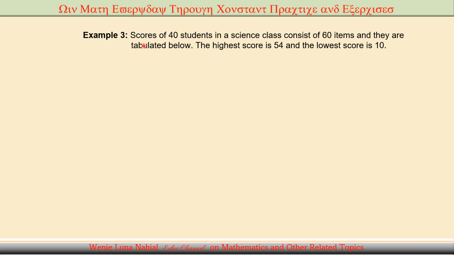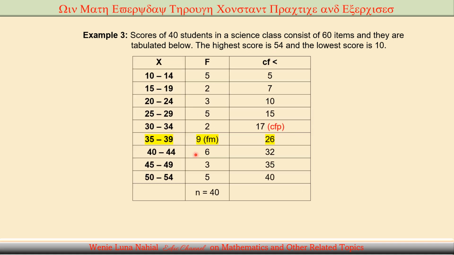We have here scores of 40 students in a science class consisting of 60 items, and they are tabulated below. The highest score is 54 and the lowest score is 10. Let's see the tabulation. So that's correct. The lowest score is 10, that is the lower limit of the first category. And 54, the high score, is the upper limit of the highest category.